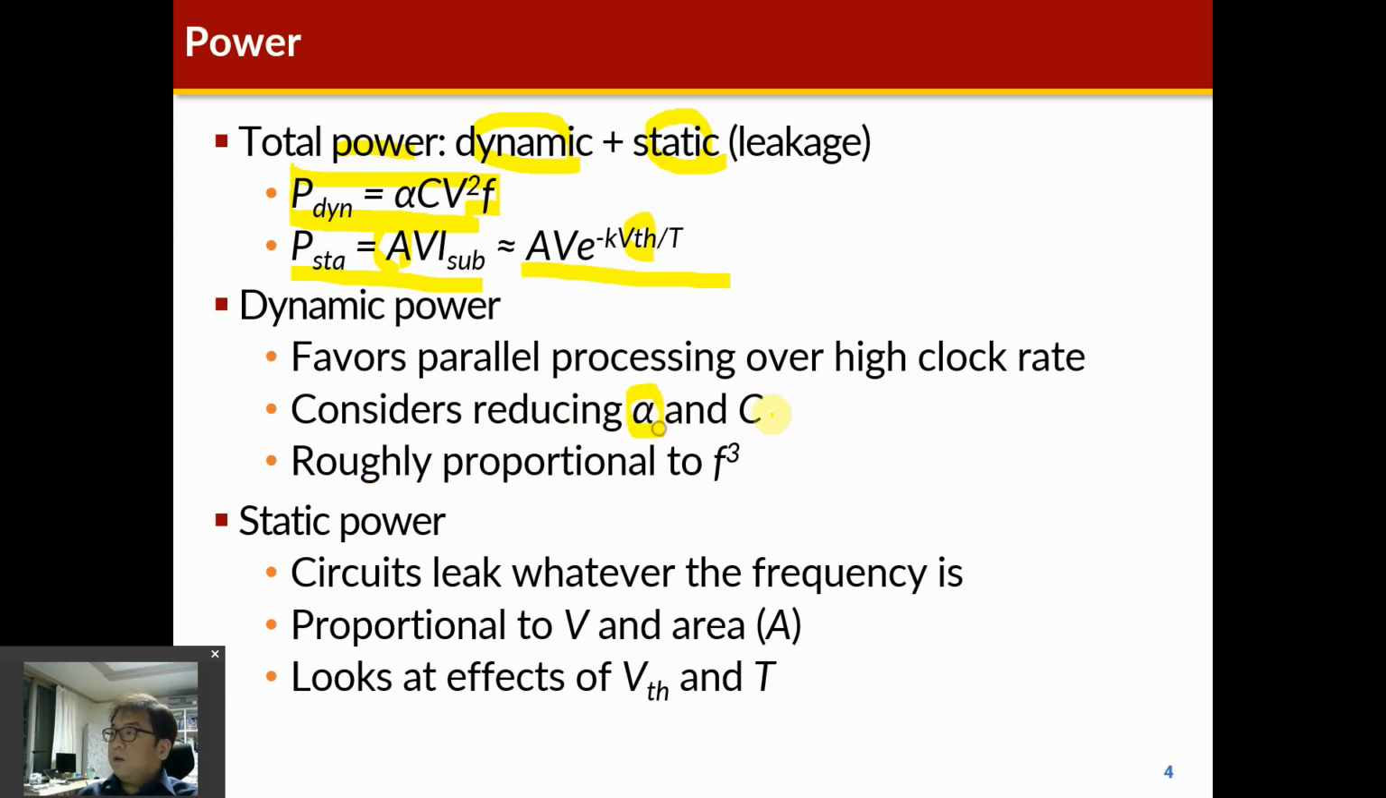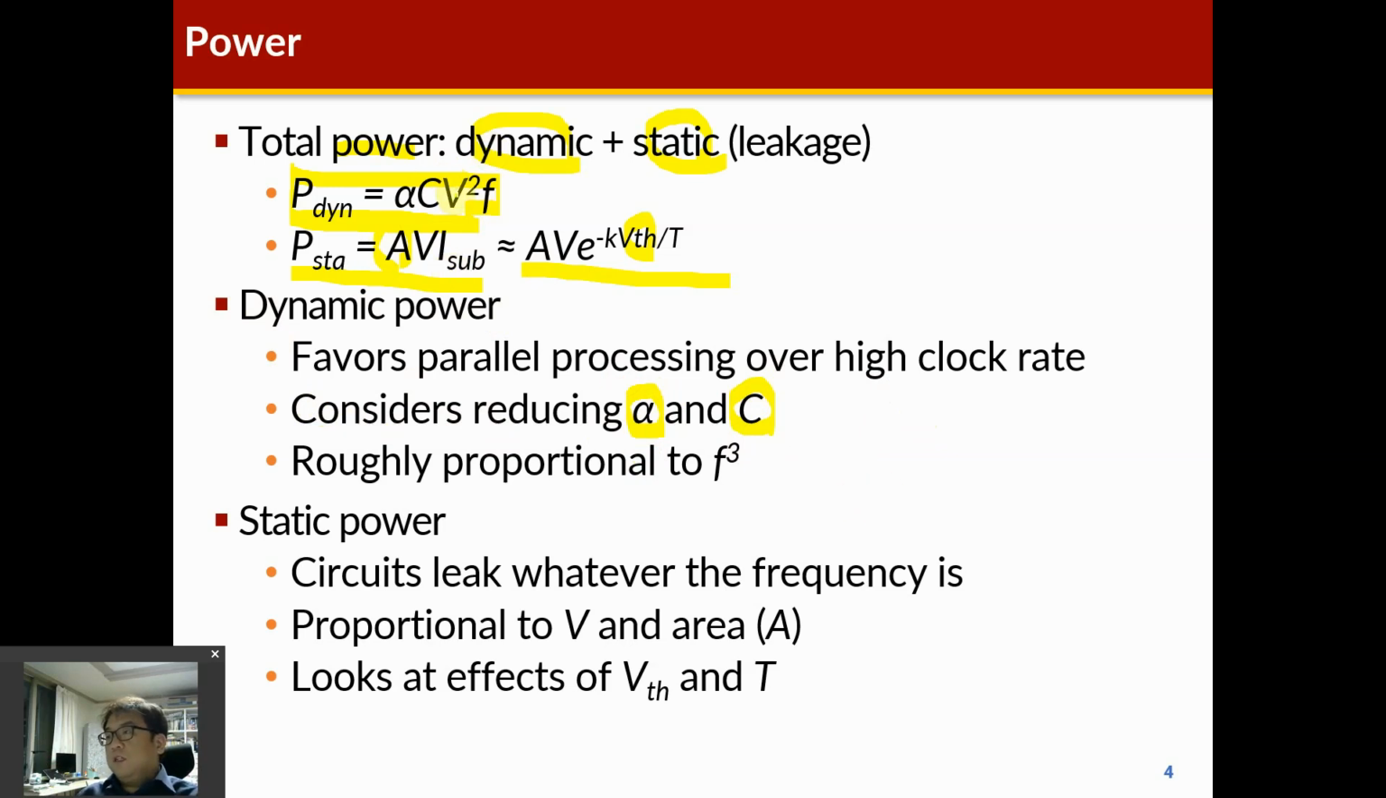Activity factor, and then C. C is related to the area of the circuit, and alpha, the activity factor, is related to the activity of the circuit. But if the hardware is implemented, it is not easy to reduce this alpha and C, the activity factor and C.